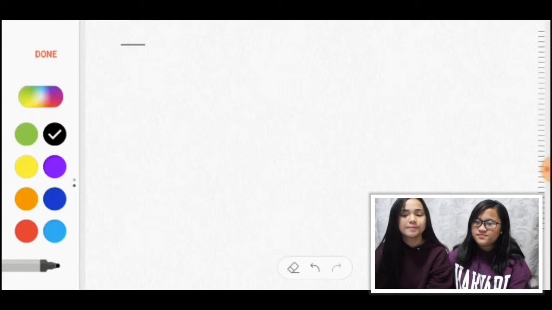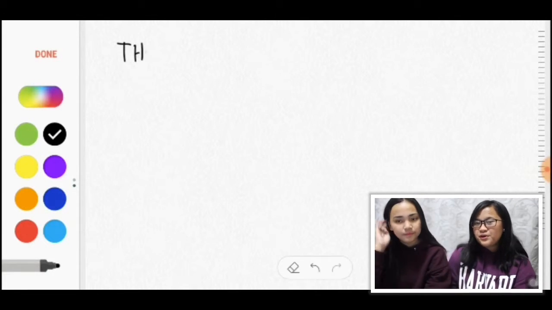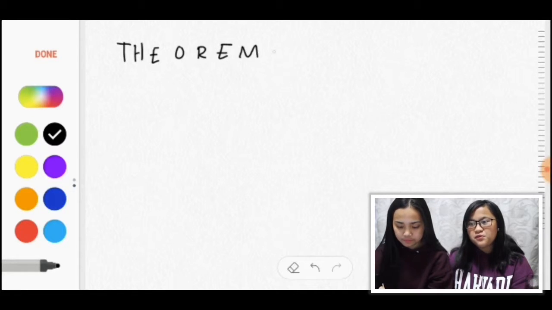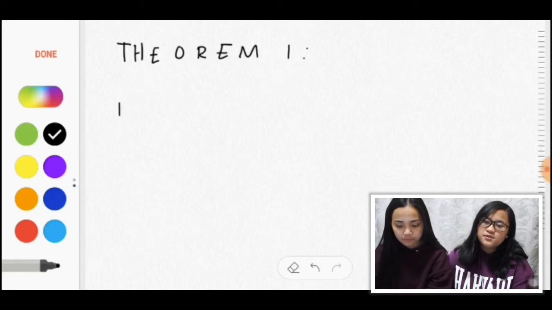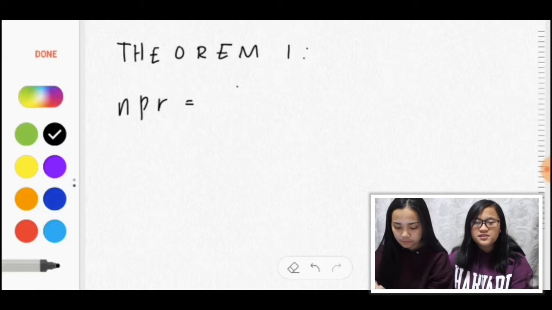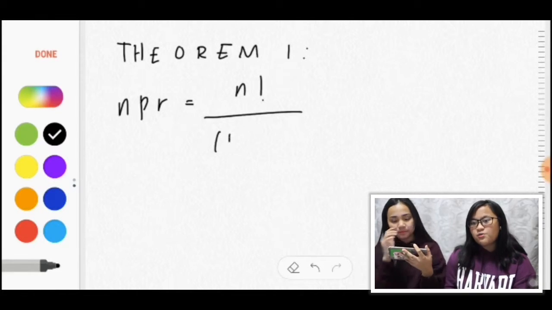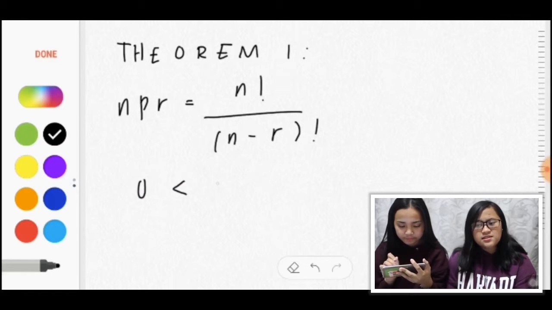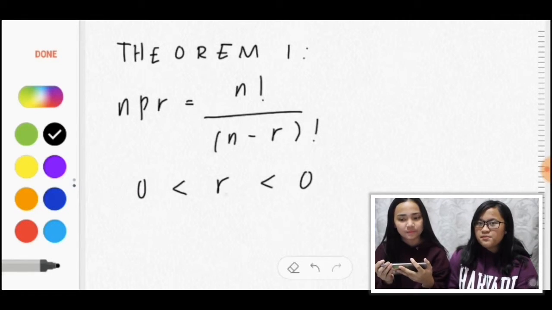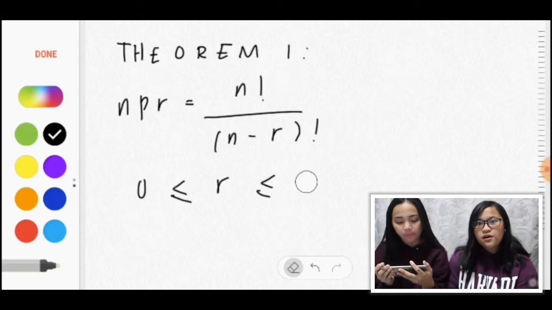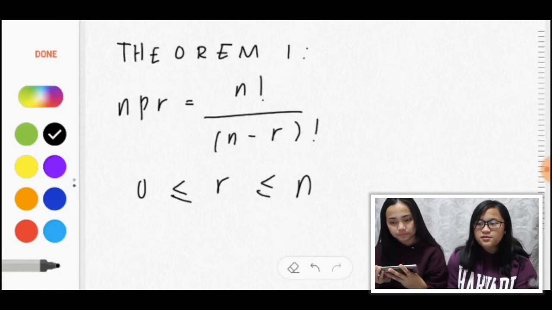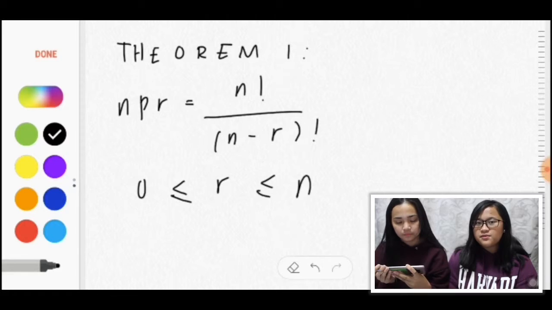The 3 theorems of permutations. Theorem 1 is where all objects are different, then the required permutation formula is nPr equals n factorial over quantity n minus r factorial, where r is greater than or equal to 0, but r is also less than n. So it will become 0 is less than r, but r is also less than n. For you to understand the first theorem, we will be giving you an example.